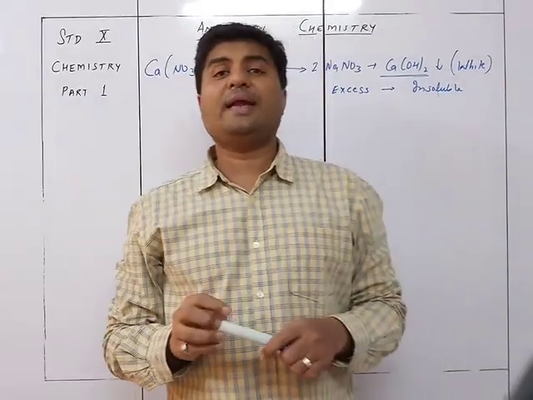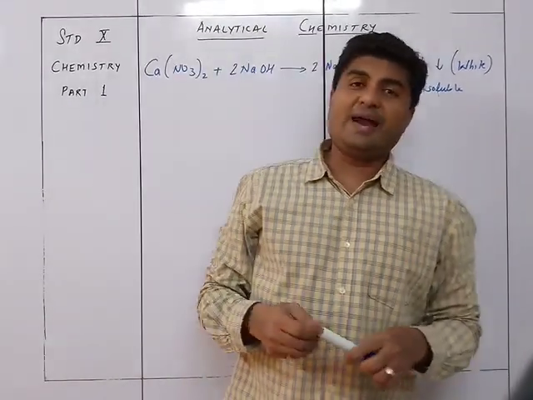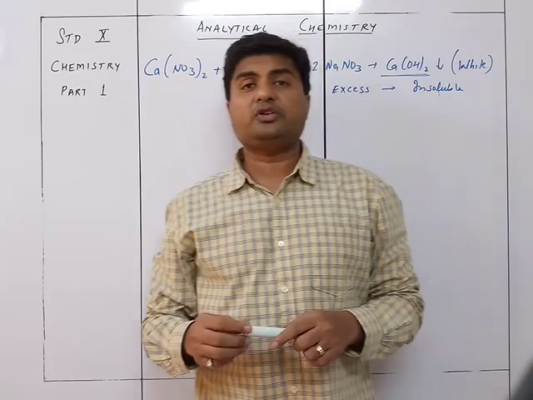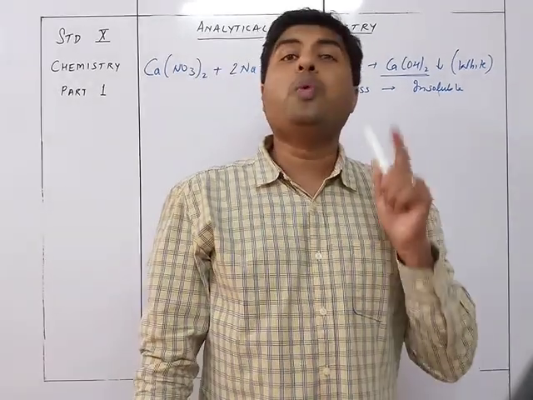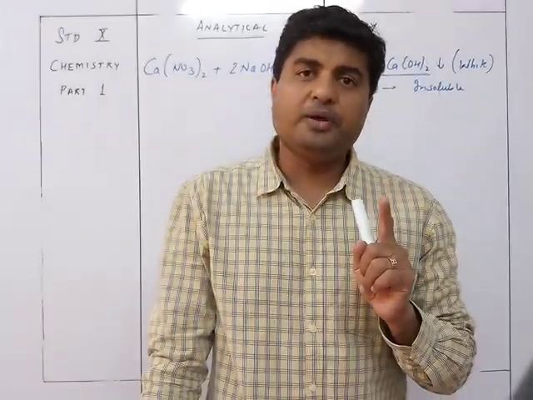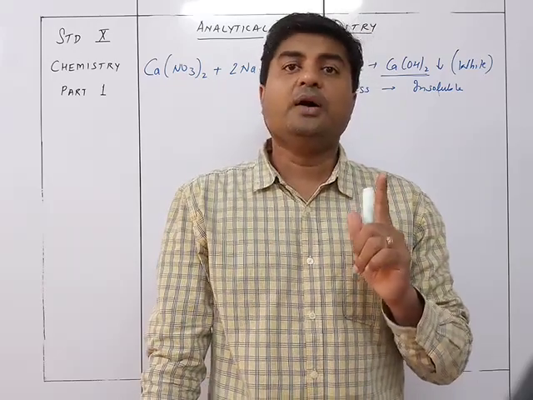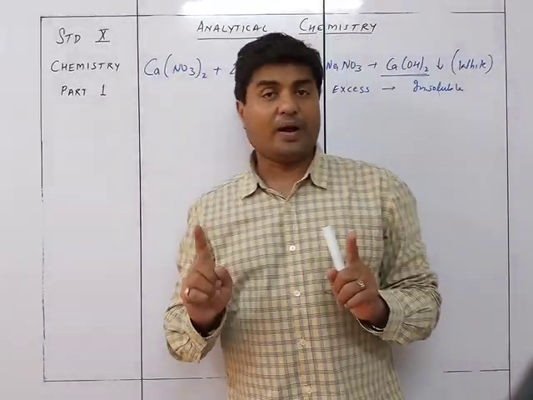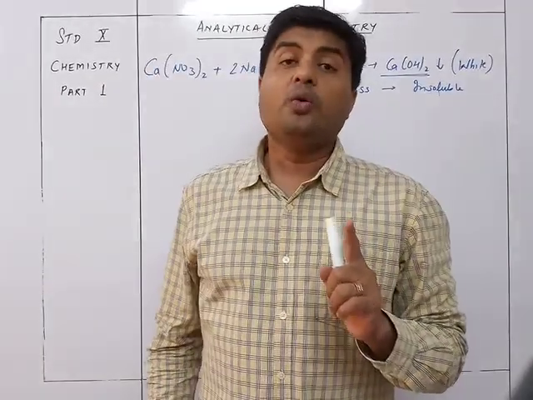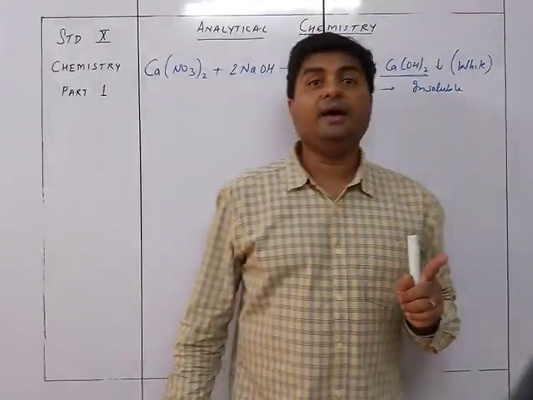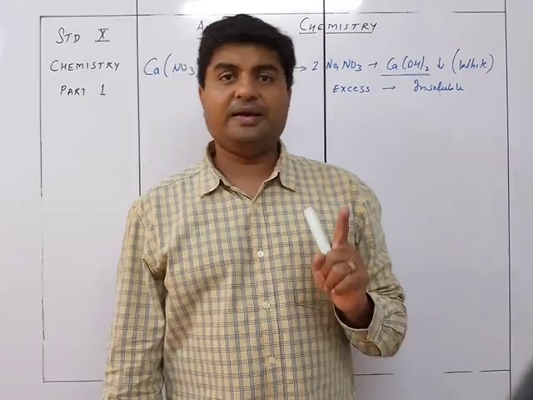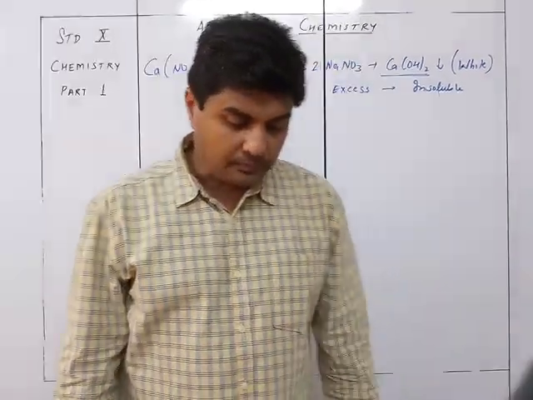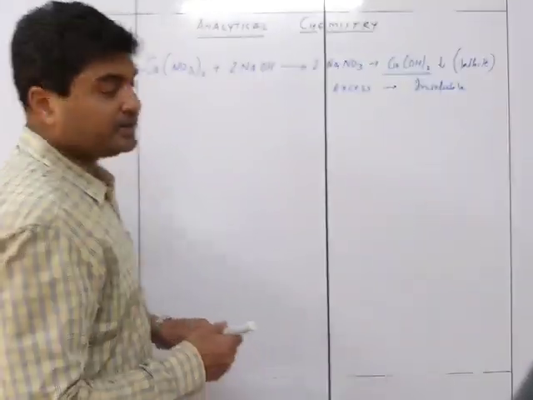So when you have any salt and you add NaOH to it, and the precipitate so formed is white in color, one of the chances is that the cation present is calcium. Why am I saying one of the options? Because many things are white, so one of the options for white color is calcium. We take the next example, and that is magnesium.